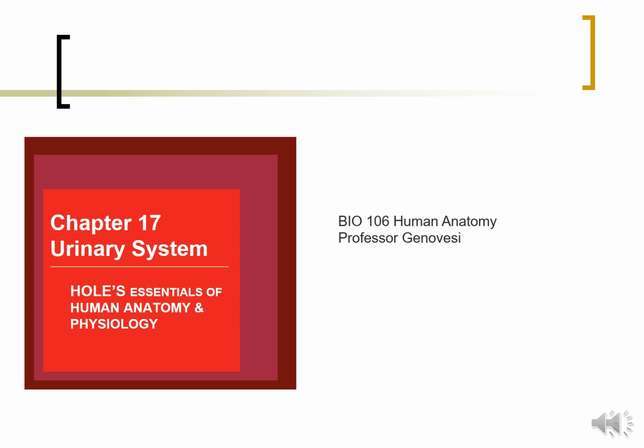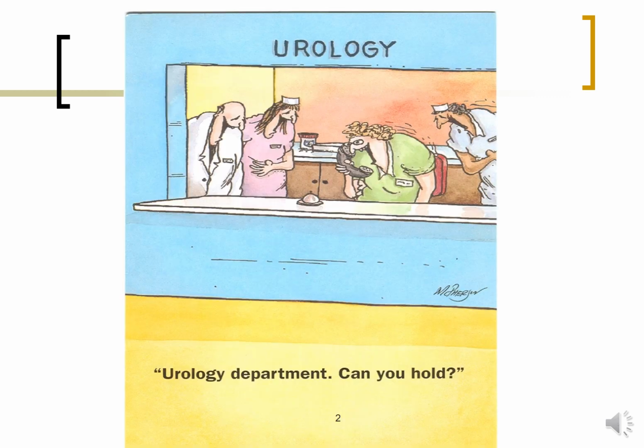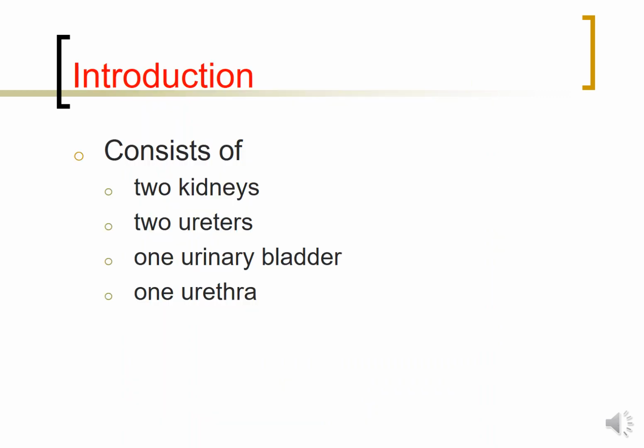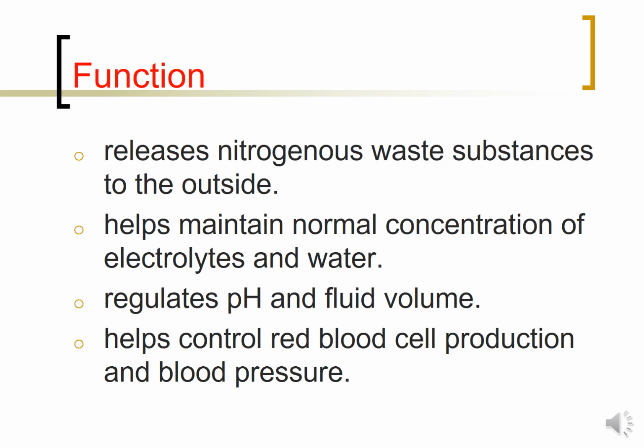In Chapter 17, we're going to cover the urinary system. The urinary system consists of 2 kidneys, 2 ureters, 1 urinary bladder, and 1 urethra. The function of the urinary system includes releasing nitrogenous waste to the outside. These are organic molecules that contain nitrogen.